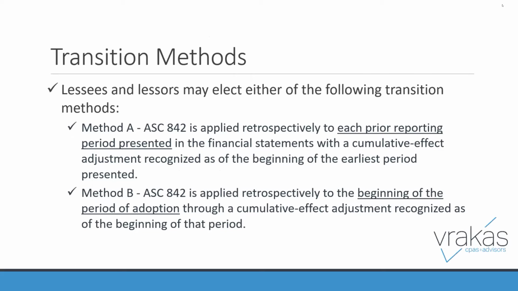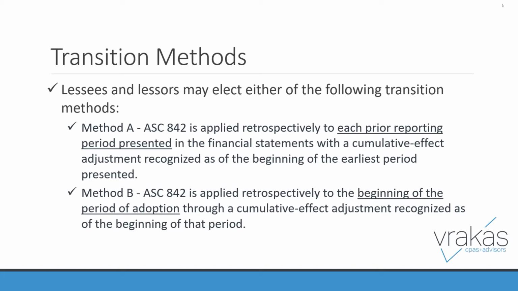Method A would be, let's say you're a private company and your calendar year end. So you're going to be adopting the standard January 1, 2022. Let's say your first reporting period is December 31st, 2022, and you issue these comparative financial statements. So you've got a 2022 column and a 2021 column. What you would do is apply ASC 842 to both of those periods, even though you only adopted the standard in 2022. That's method A.